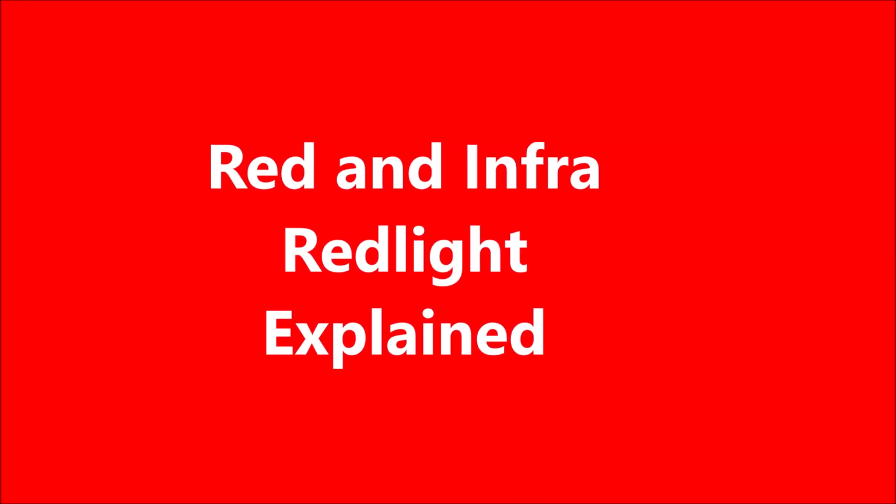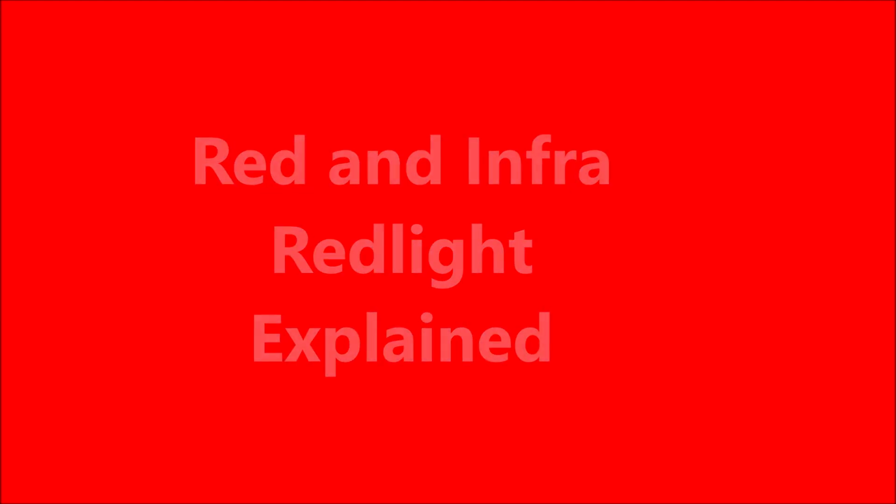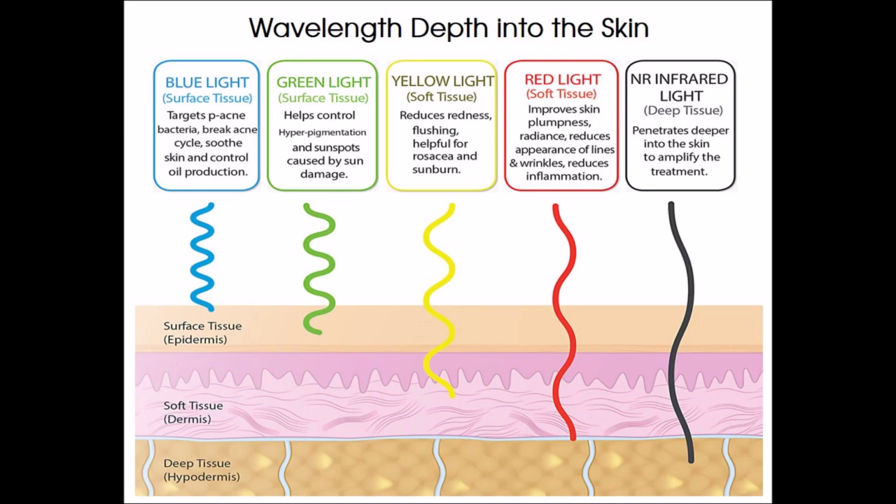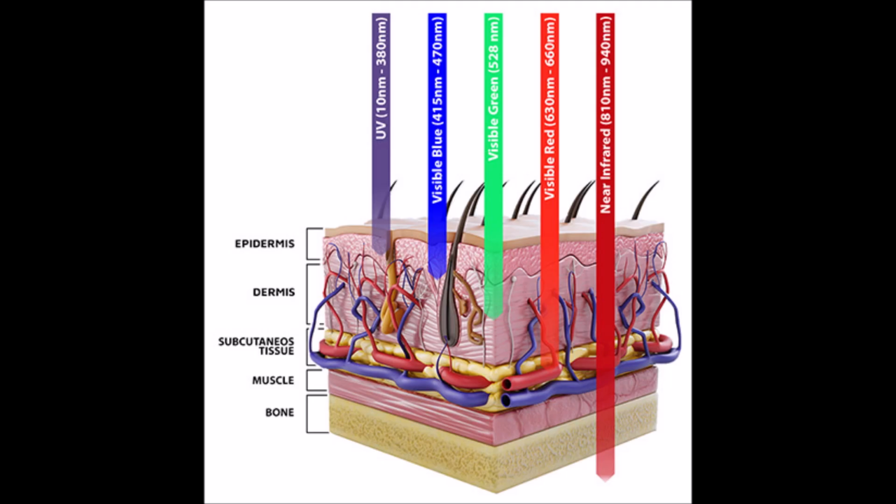Just want to explain what red and infrared light and the wavelengths are. So we know that red and infrared are part of the visible light spectrum. Well, red light is. So here we can see blue, green, yellow, red and infrared light and the penetration, the depth that they go through. We know that the shallow end of the spectrum is high energy and only penetrates maybe into the epidermis.